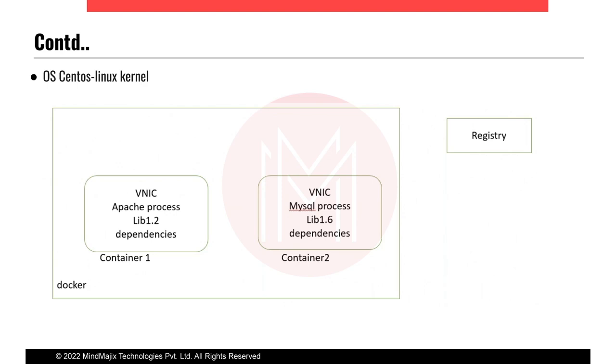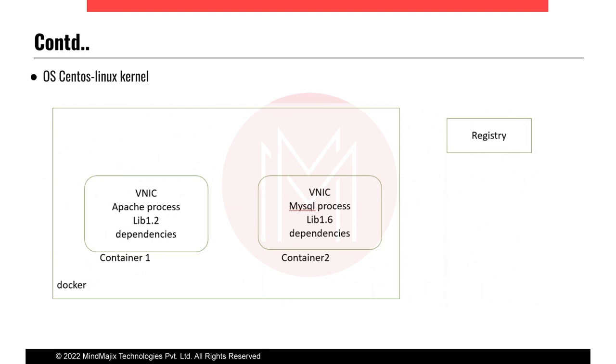This Apache service is using library 1.2, whereas this is using library 1.6. These containers are isolated from each other, and these two are running as processes on my bare metal. And they also have their own processes inside their containers. Both these containers have a virtual NIC in them, and if they're on the same network, we can connect from one container to the other container.